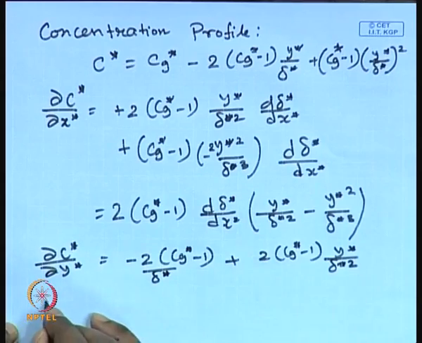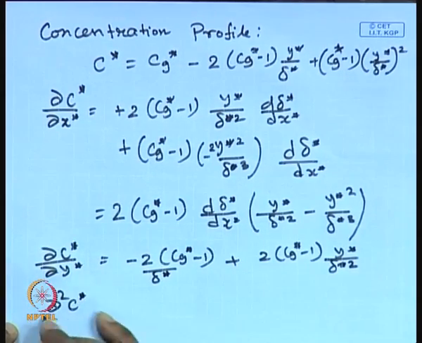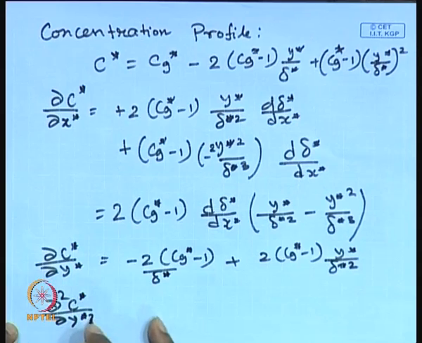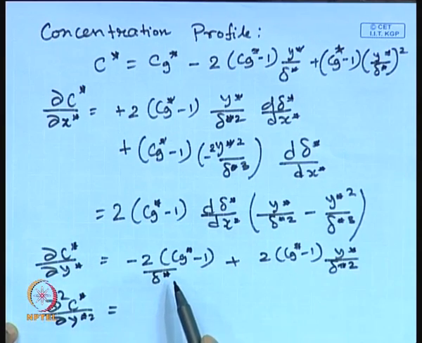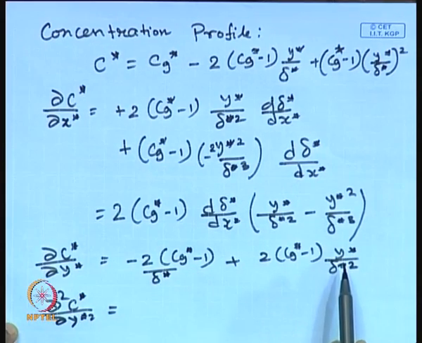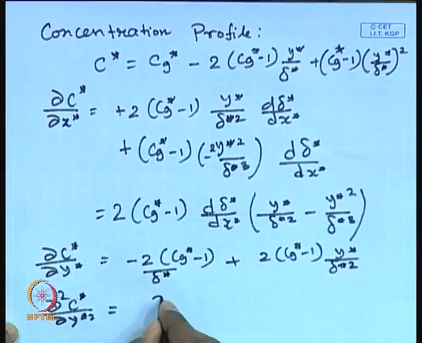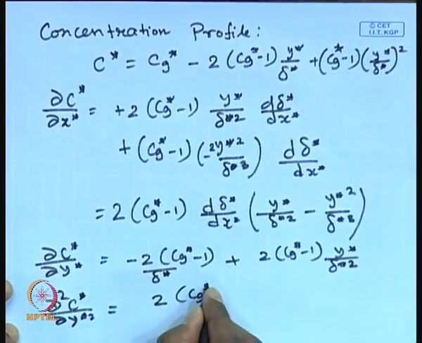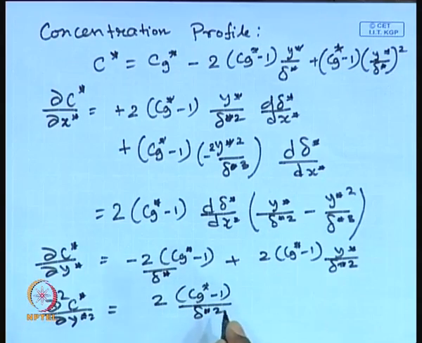Okay. And what is del square c star del y star square? Delta is a function of x only. So, there is no contribution from the first term, there will be contribution from the second term only, and you will be getting 2 cg star minus 1 divided by delta star square. Okay. So, basically these are the three derivatives that you will be getting out of it.